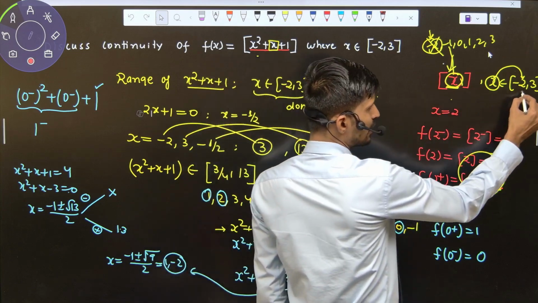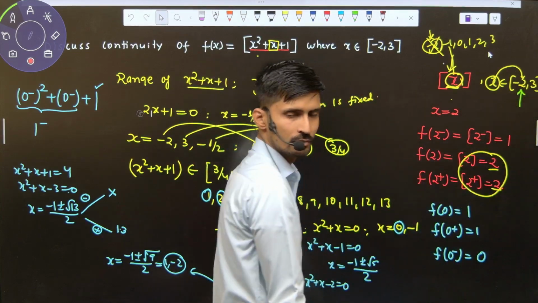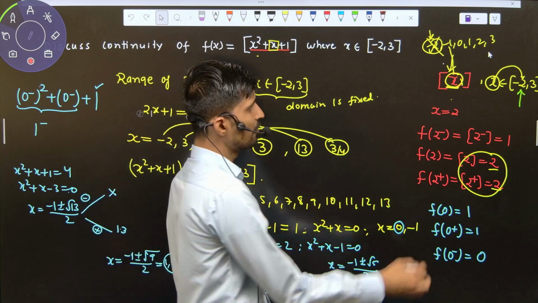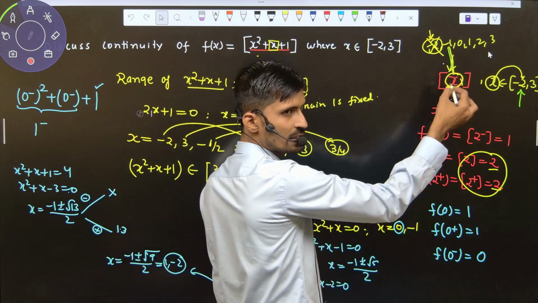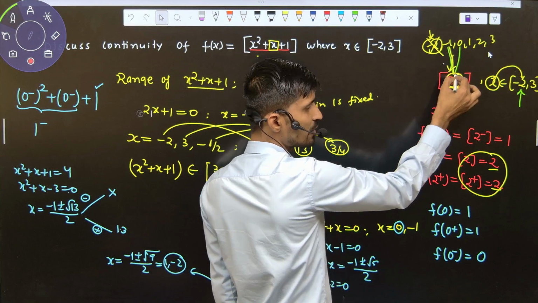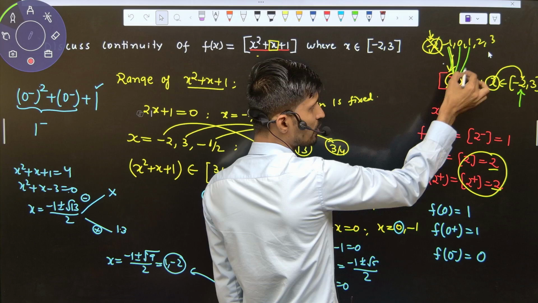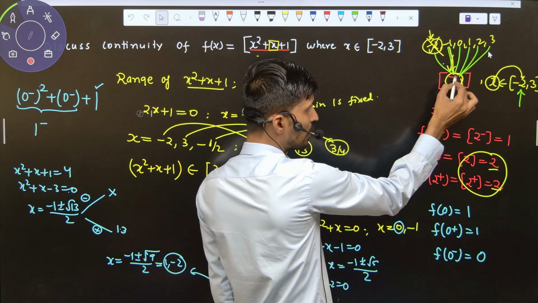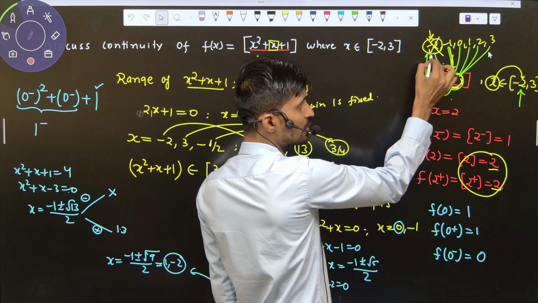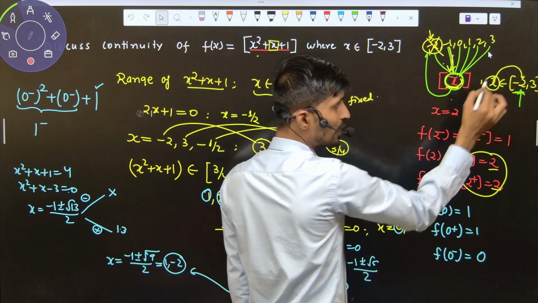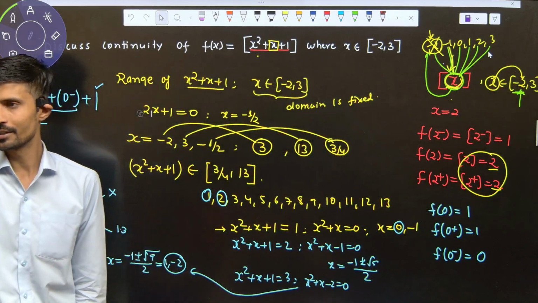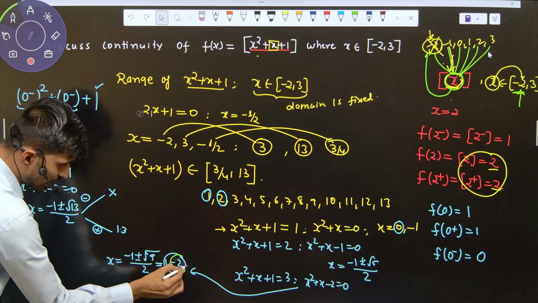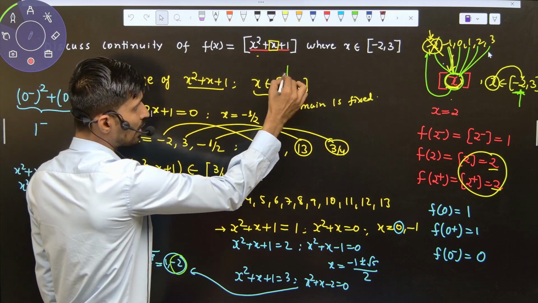Our domain was starting from -2, yes or no? And when we solved x is equal to -1, we got x is equal to -1. When we solved x equal to 0, we got x equal to 0. X equal to 1, x equal to 2, x equal to 3. And here also we got x is equal to -2. So whatever value of x I am getting here, -2, that is the starting point of the greatest integer. And the same thing is happening here. Whatever x is equal to -2 we got here, that is the starting point of our domain.